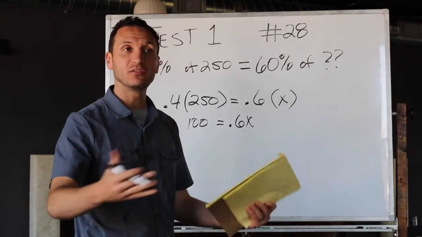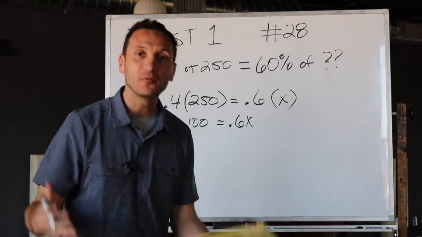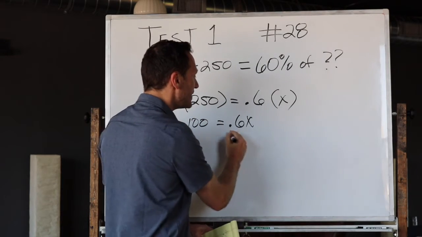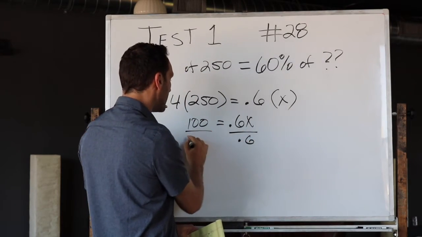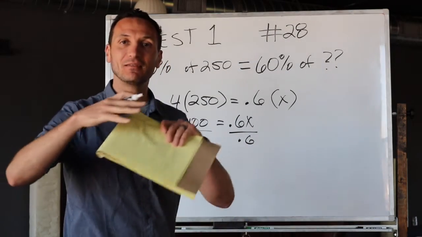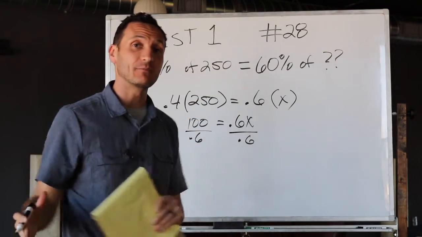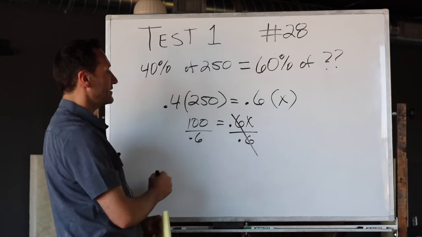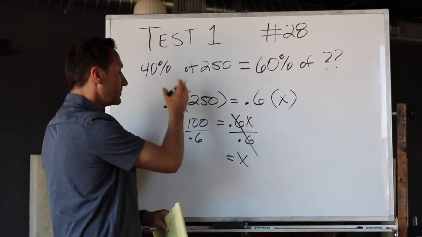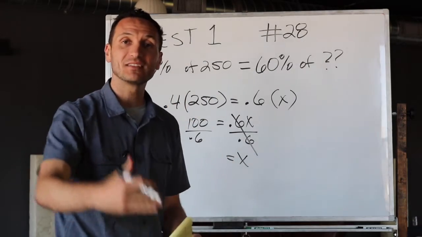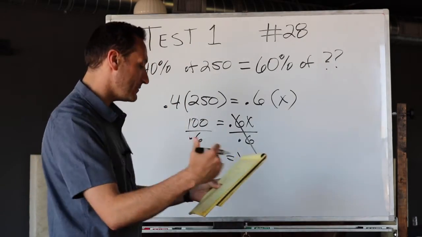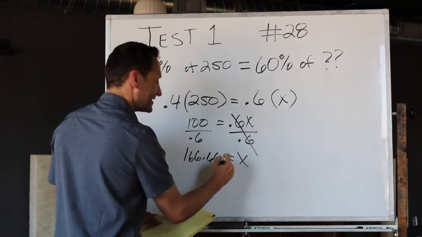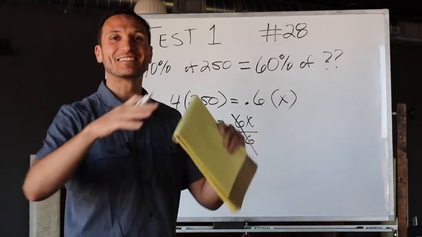So now we want to get the variable by itself. We do that by doing the opposite. 0.6 times x, we divide by 0.6 on both sides. Keep the equation balanced by doing the same thing on both sides of the equal sign. So this side will cancel out and we'll just have x. And this will be 100 divided by 0.6 in your calculator. And that comes out to 166.6666667. So it'll give you that decimal.